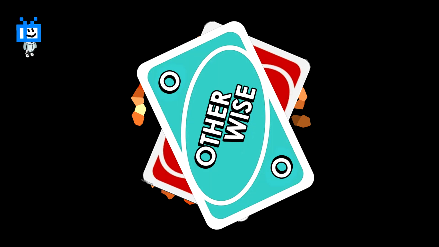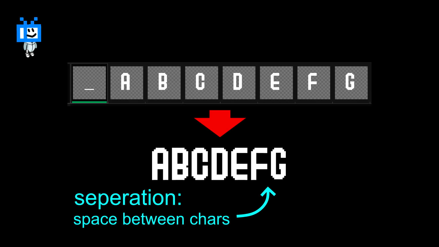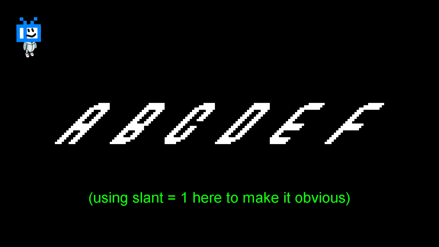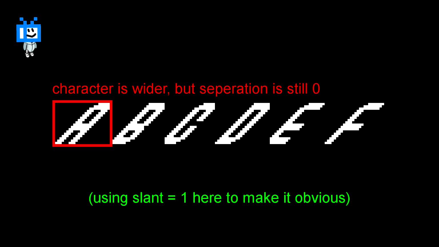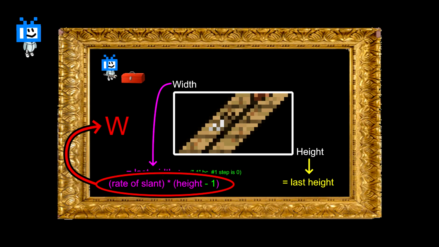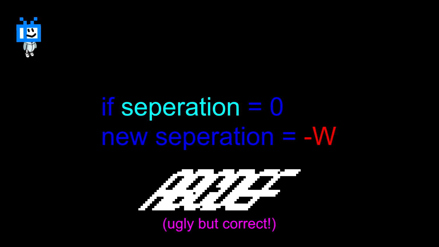Otherwise we have a problem. See, when we turn a set of images into a font, we have a separation value. This is the distance between each character. So 0 would mean all characters are touching. But because we made new characters with slightly bigger images, the same value doesn't work here. It's still quite simple though, we just need to take the separation value and subtract this with W. Now 0 separation is equal to minus W or whatever it is, so the characters are touching.